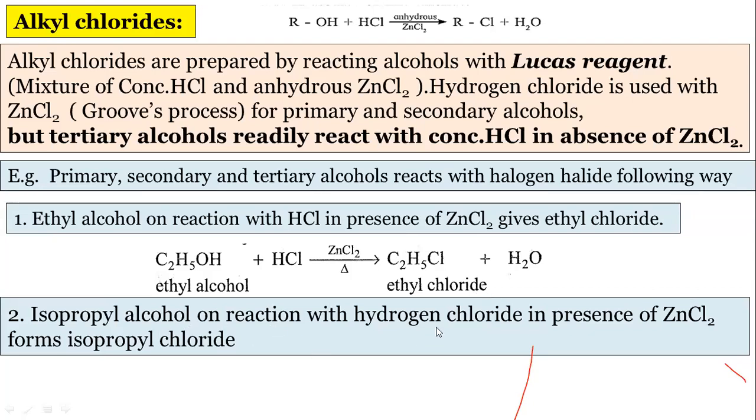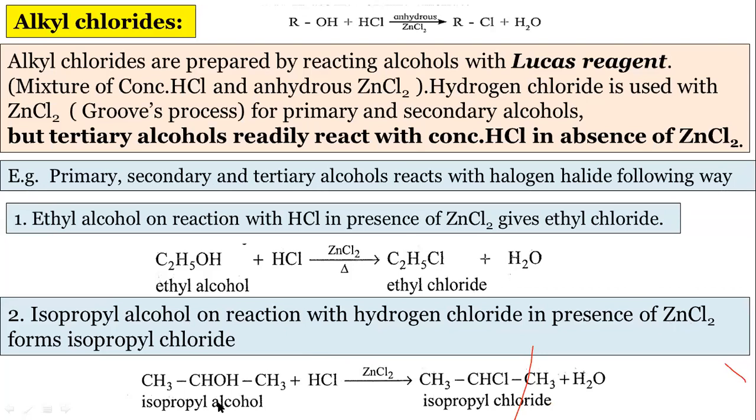Isopropyl alcohol on reaction with hydrogen chloride in presence of ZnCl2, that is a Lucas reagent, gives isopropyl chloride. Say this is isopropyl alcohol, a secondary alcohol. In this, the OH is attached to a carbon atom which is secondary. With HCl and ZnCl2, this OH is replaced with Cl, and we get isopropyl chloride. Only the OH group is replaced and a water molecule is formed.